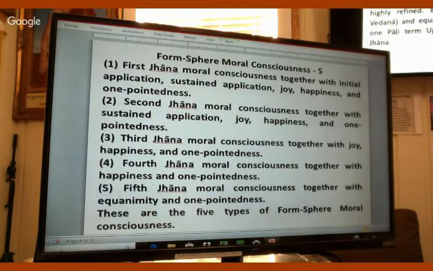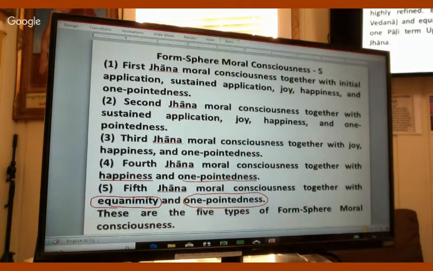Then the last one, fifth jhana, moral consciousness, together with equanimity. Here it is mentioned only equanimity, meaning upekkha. Not only equanimity, but also neutral feeling. And then one-pointedness, upekkha ekaggata. So the last one has only two jhana factors. The fourth and the fifth jhana, only two jhana factors, isn't it? But different. Number two is the same. The factor is different. Okay, so we got five types of the form sphere wholesome consciousness.